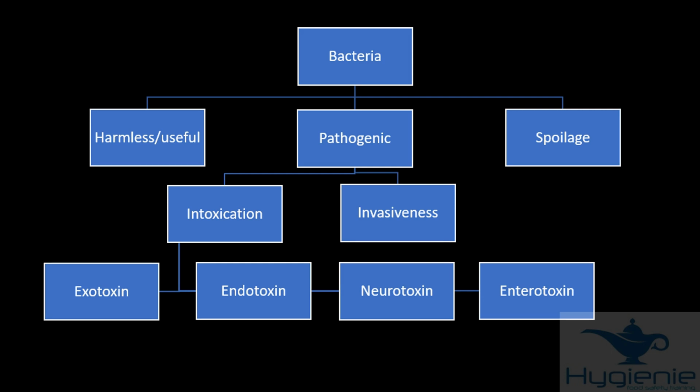Intoxication are bacteria that produce toxins, poisons, which cause illness. Exotoxin, the bacteria excretes the toxin, it's already on the food. Endotoxin, the toxin is released at the end of the bacteria's life. It's released when the bacterial cell wall breaks down. Neurotoxin affects the nervous system. And enterotoxin, it's already on the food but it doesn't affect the body until it reaches the digestive tract.